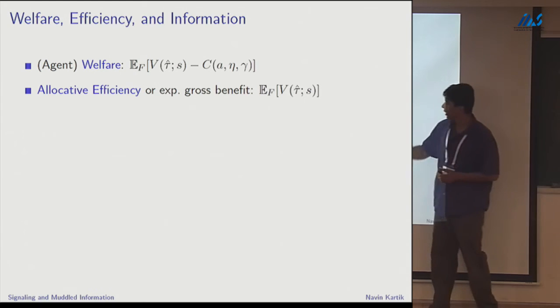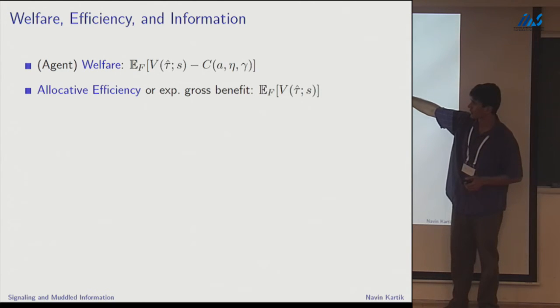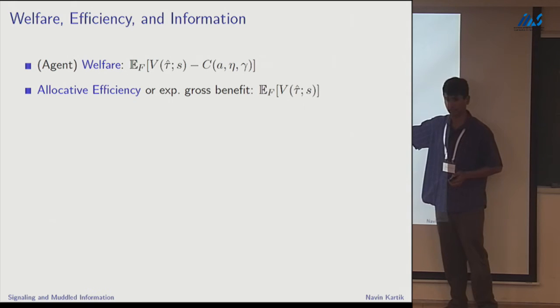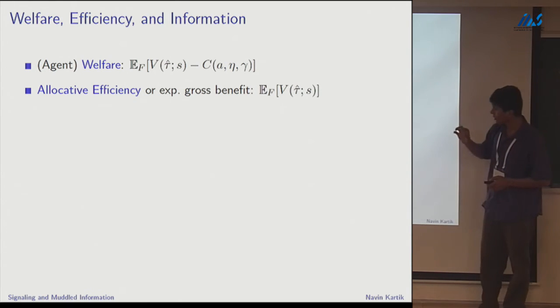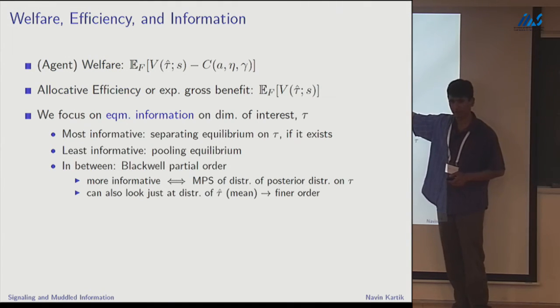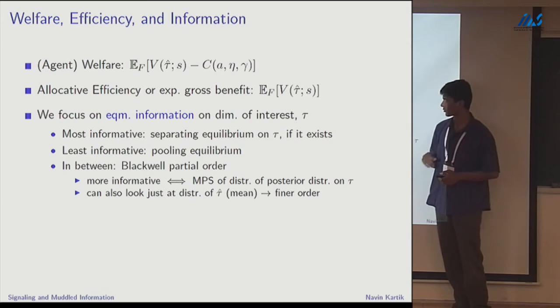Another thing that one might be interested in looking at is something you could think of as allocative efficiency, or expected gross benefit for the agent, which is simply, from the ex ante perspective, forget about the cost, just look at the signaling benefit. We're going to do something related but different, which is look at equilibrium information on the dimension of interest. So what do I mean by this?